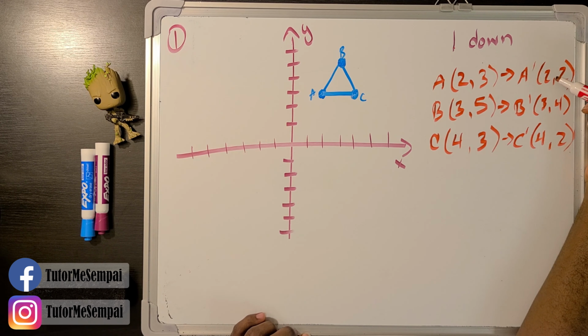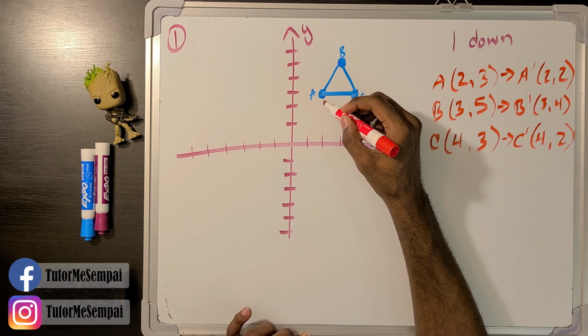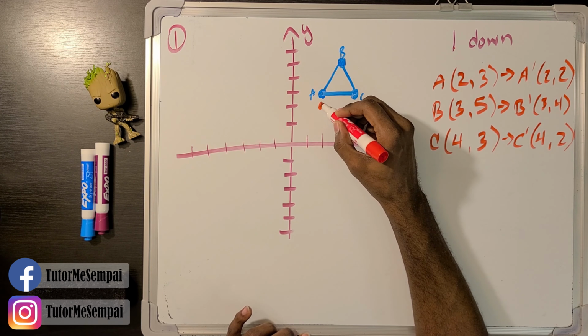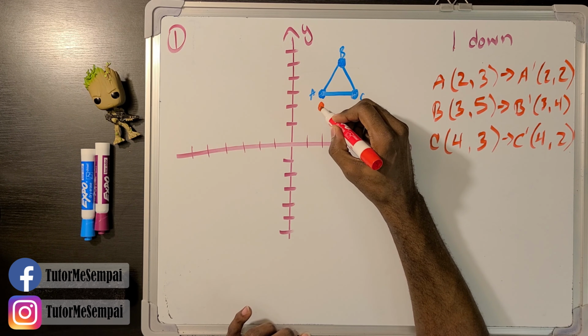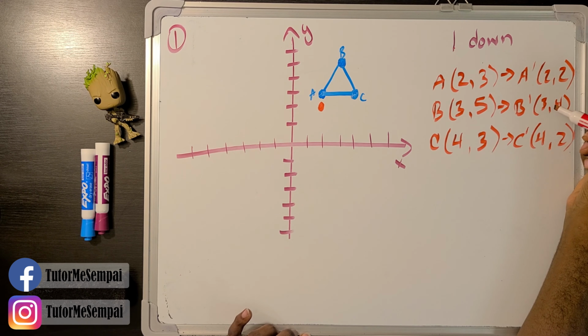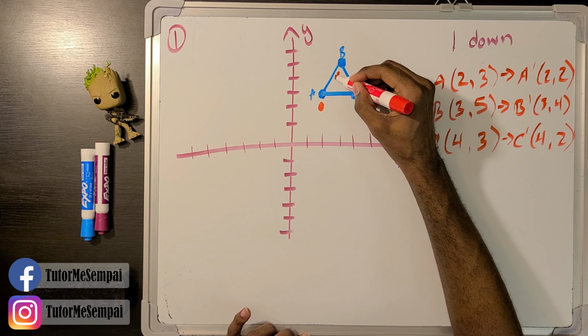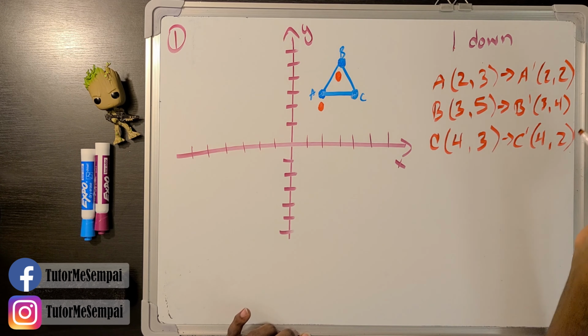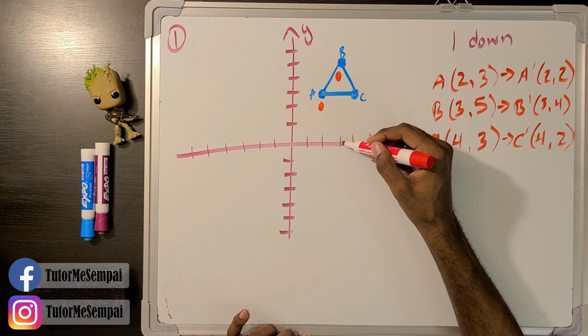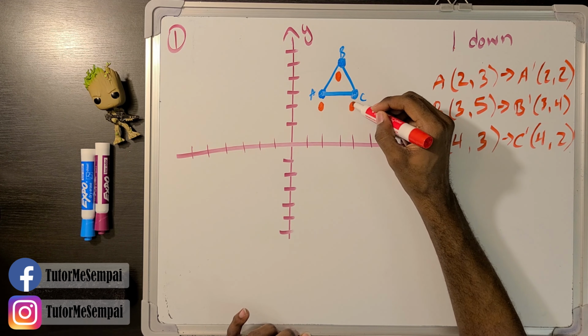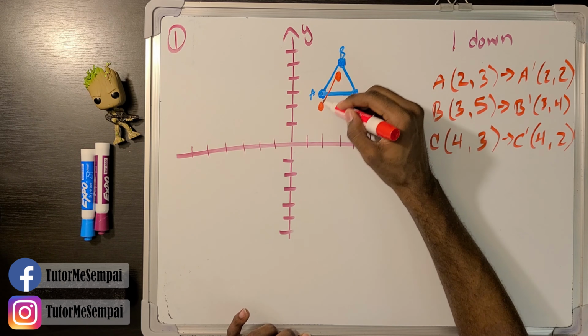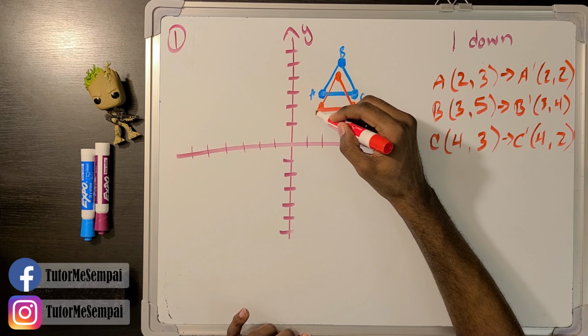So we have A prime at (2, 2). So we're going to be here, right? (2, 2). We have B prime at (3, 4). So 3, 1, 2, 3, 4 here. And we have C prime at (4, 2). So 1, 2, 3, 4, 2. And then you graph it.